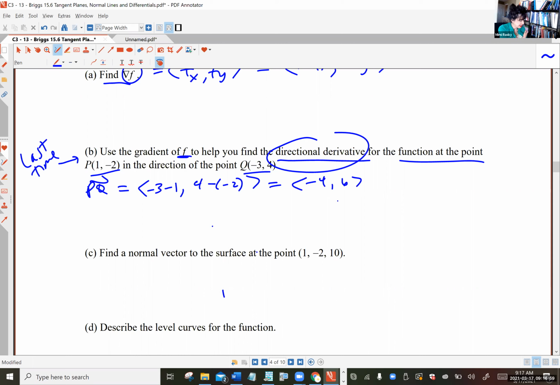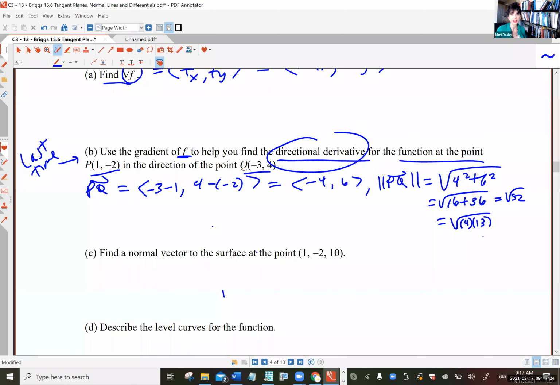Okay, so I get that vector, but then I have to unitize it. So let's go ahead and find the magnitude of PQ. What's the square root of 4 squared plus 6 squared? What is the square root of 16 plus 36? I get square root of 52. Please, if you can, simplify all your radicals. It turns out that 52 can be factored as 4 times 13, 52 cards in a deck, divisible by 4 suits. And so this can simplify a little bit.